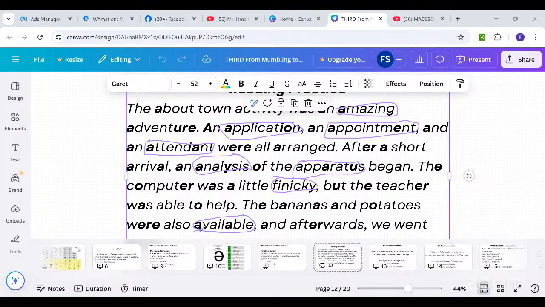About an application, an appointment, an attendant, all arranged. Can you hear me? All arranged. Resolution. So it is well.